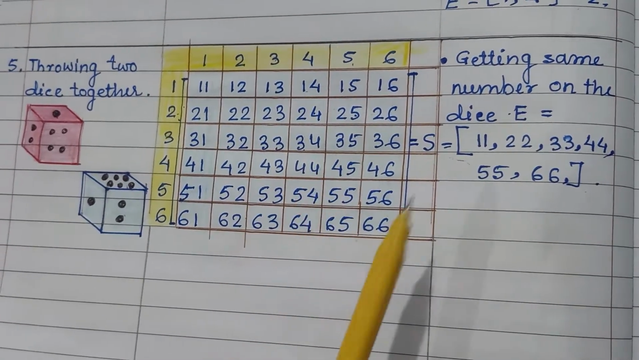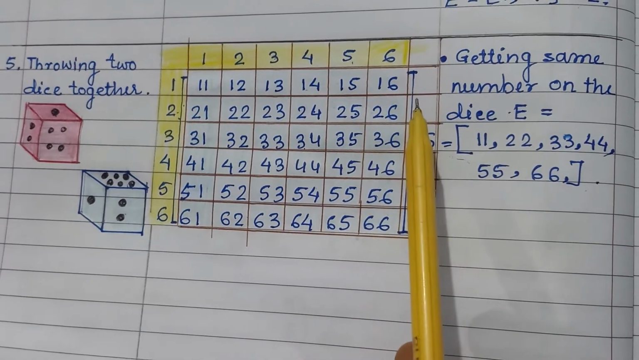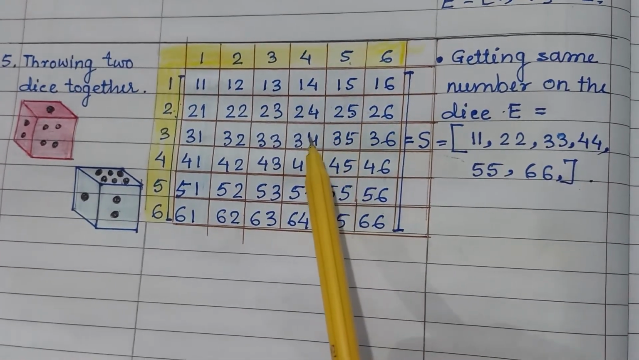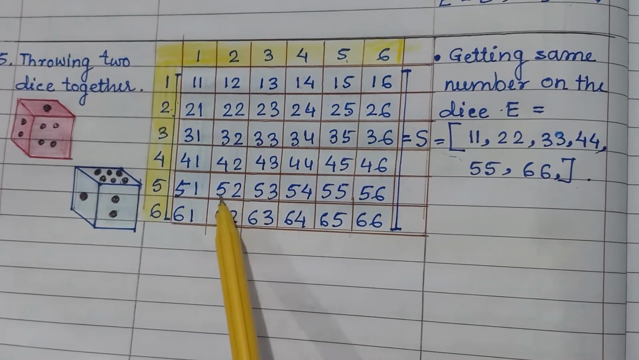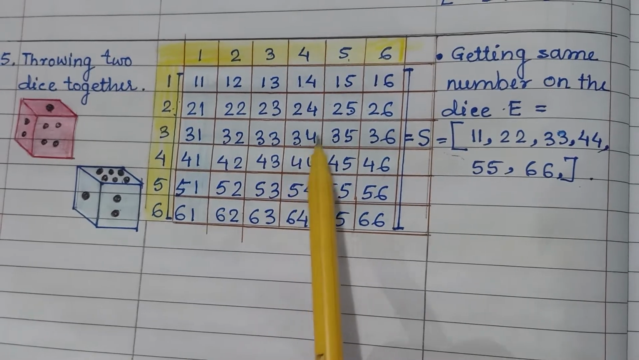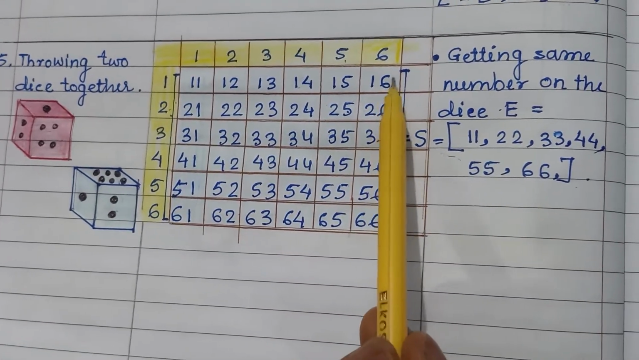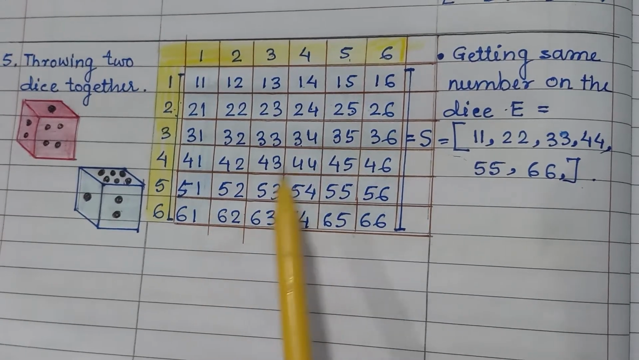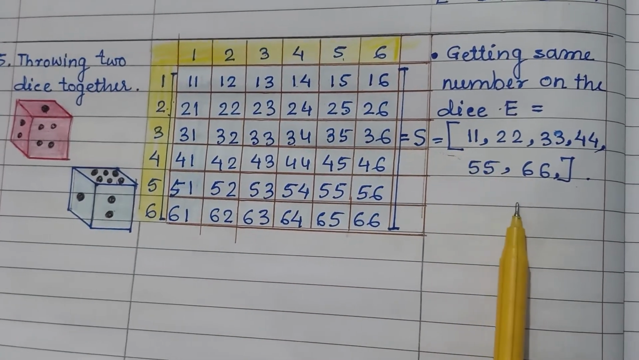Now the sum of the numbers is 7. Corner-wise, the sum is 7: 6 1, 5 2, 4 3, 3 4, 2 5, 1 6. The sum of these digits is 7. In this way we can get different events.